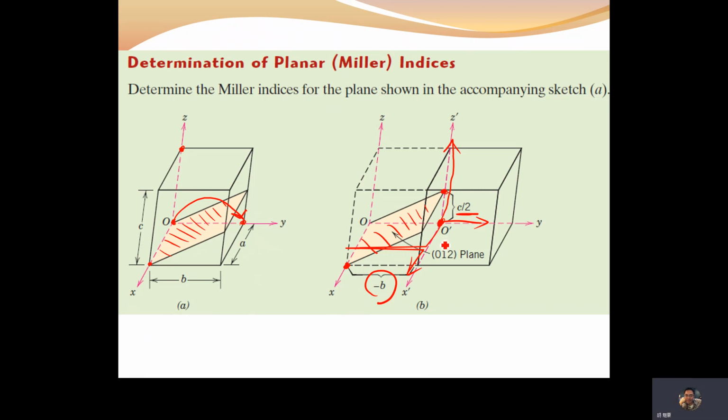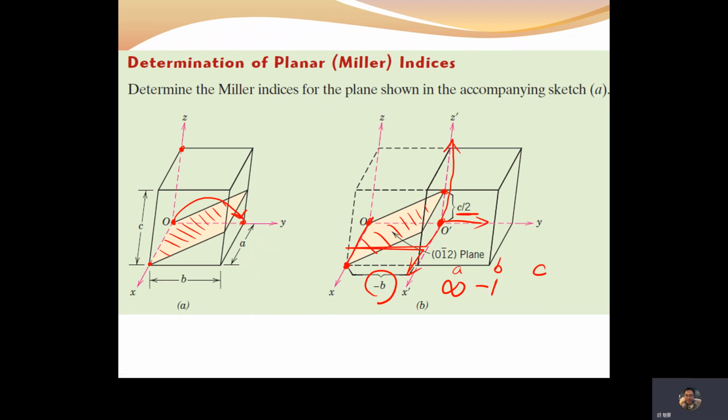Okay, and what's its intercept on y? It's right here, y. So what's its projection? What is the projection? It's right here, right? So it's minus 1b. And what's its intercept on the x prime axis? None, right? Because they are parallel to each other, right? Therefore, this plane is parallel to the x prime axis, so the intercept is infinity, and the intercept on y is minus 1. It's a, b, and c.